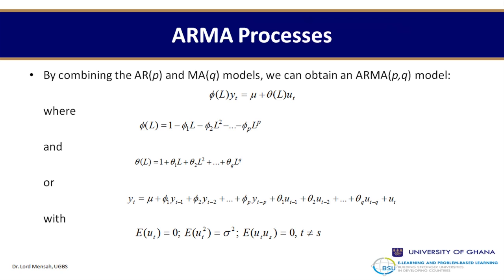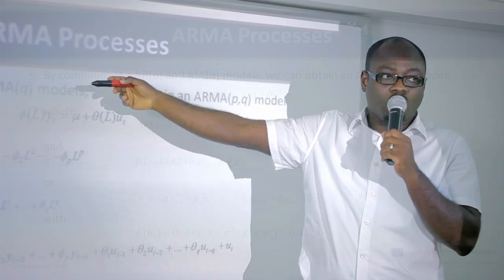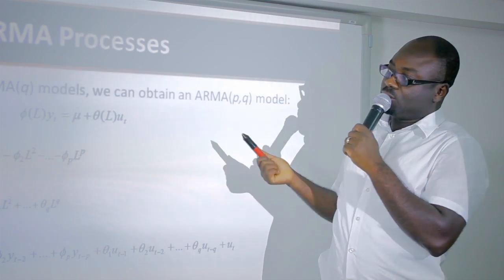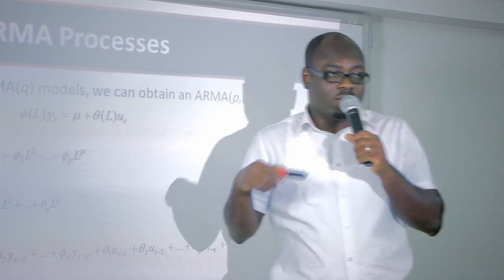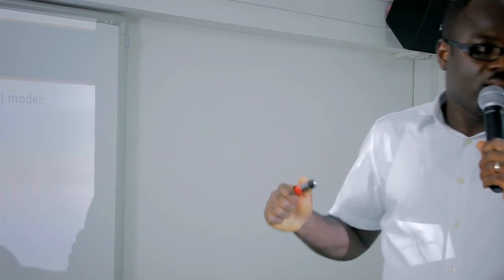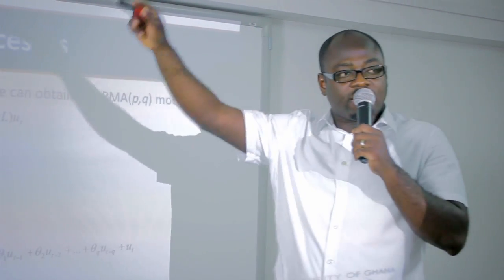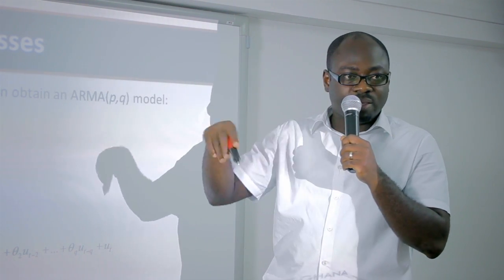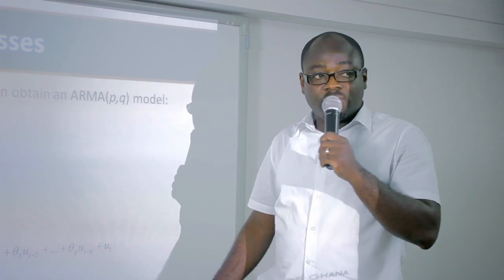So what is the ARMA process? Now by combining the AR(p) and MA(q), I didn't talk about MA(q). MA(q) tells you that yt would depend on some white noise only, the average and the white noise only. So all that it tells you is that if the series does not depend on its average, which is a scalar, the only series that will determine the movement of the series is the white noise, the noise in the series. And the variations in the series comes about as a result of the noise.